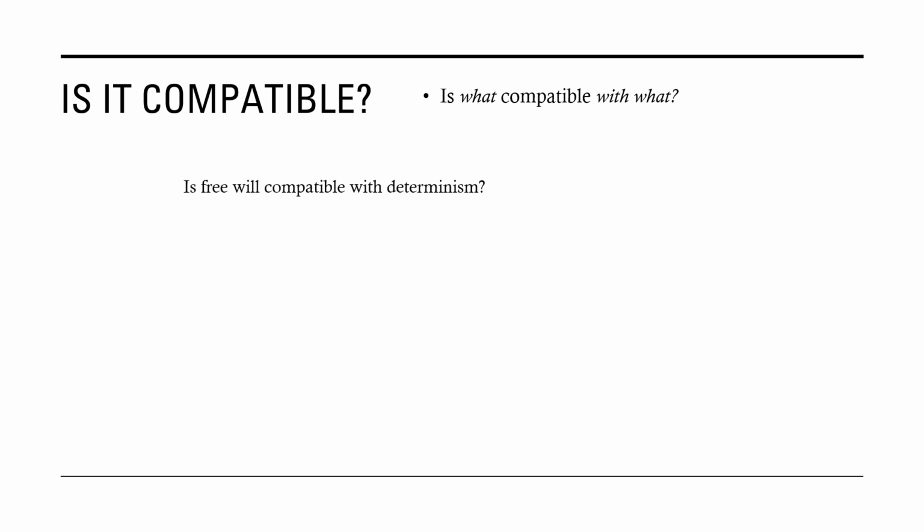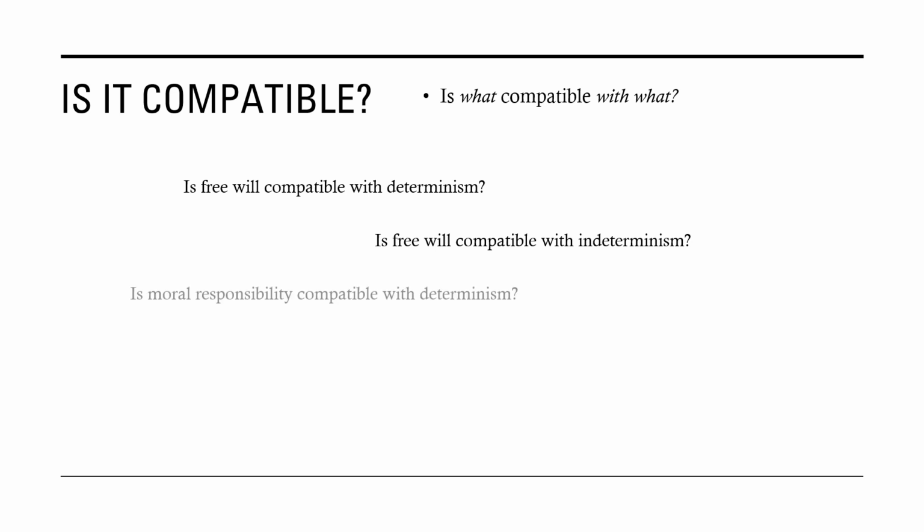And so the kinds of issues that we'll be talking about in this part of the course are these questions. Is free will compatible with determinism? That's one question we'll take a look at, and it's a major one. Is free will compatible with indeterminism? The text very briefly mentions that that's an issue, but doesn't really go into it as much as it should. We'll go into it a little bit more here.